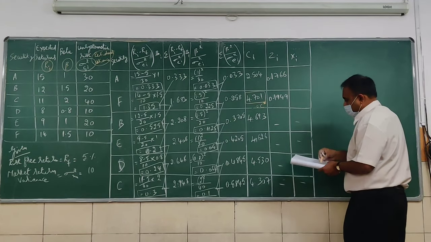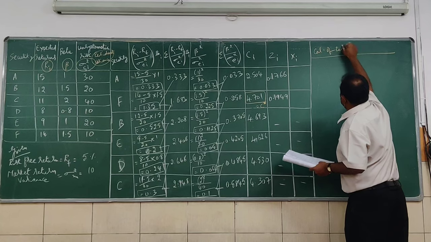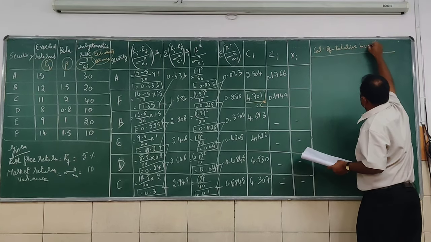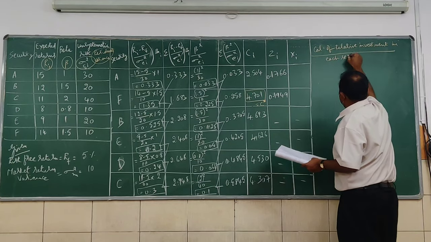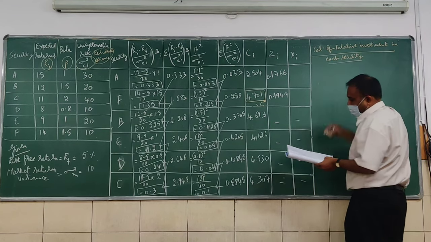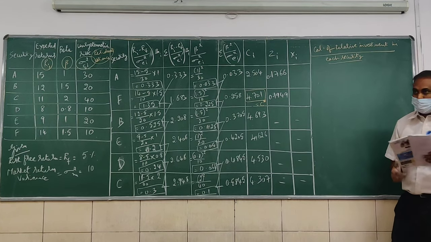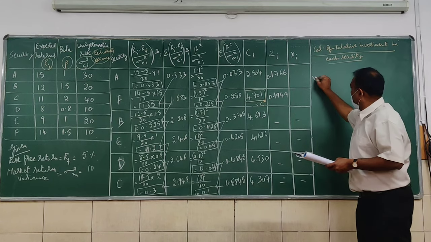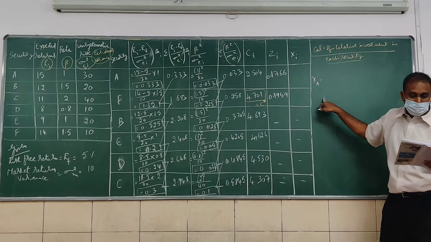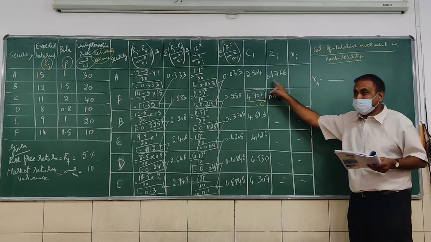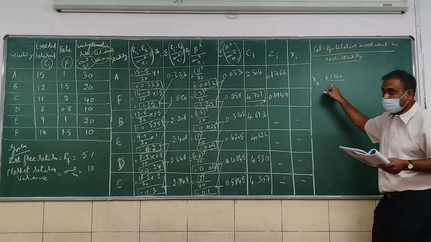This we call calculation of relative investment in each security. How much to be invested percentage wise? Okay? How much to be invested amount wise if you want to calculate? Shall I calculate? Yes. I'll go for calculation for XA, that is XA calculation for the first one. What is the value here for A? 0.1766. Do you remember the total?